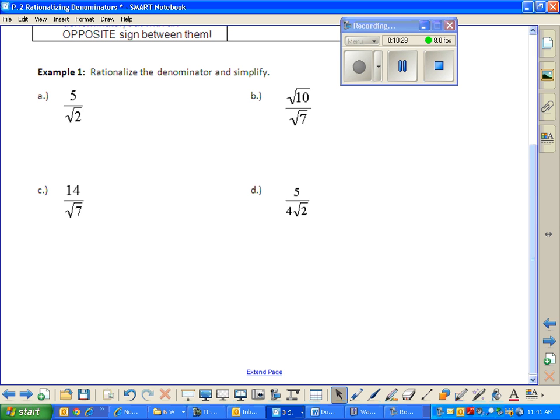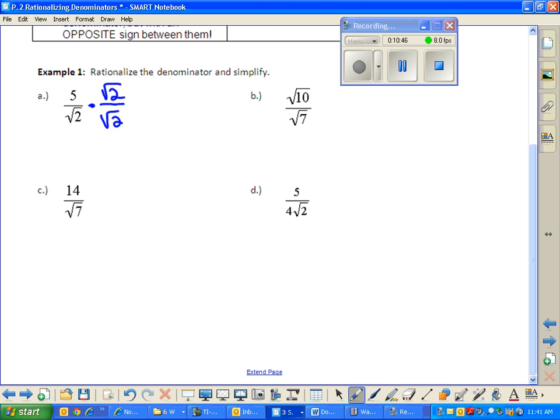So if you take a look at part A, it says 5 divided by the square root of 2. The square root of 2, that square root symbol is not allowed to be down there. So what we have to go ahead and do is multiply the top and bottom by the square root of 2.